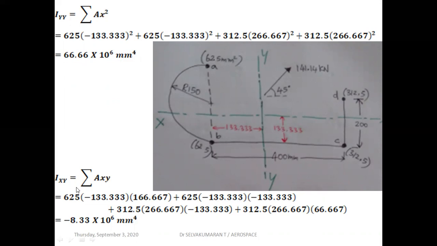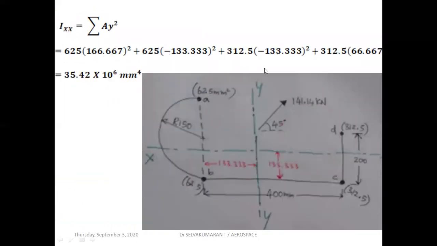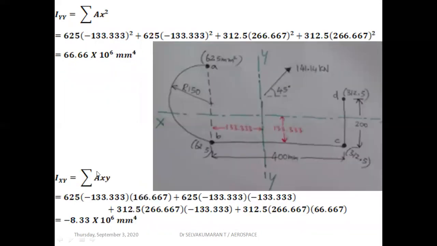Then the product moment of inertia Ixy is equal to sigma a x y, area into x distance into y distance. X is the horizontal location from the centroid to the respective stringer, and y is the vertical distance from the centroid to the respective stringer. Stringer A, x distance, y distance. Stringer B, stringer C, stringer D likewise. Or you can directly take the x distance and y distance from the Ixx and Iyy calculations for the respective stringers. So you get minus 8.33 into 10 power 6 mm power 4.